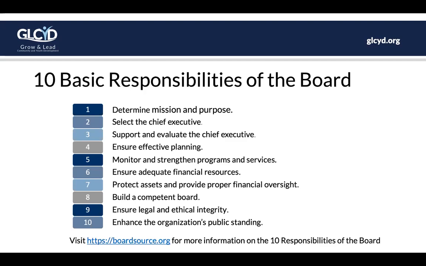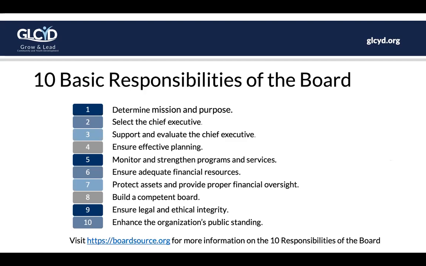And these 10 responsibilities of the board come to us via BoardSource. Their website is boardsource.org, and there is a whole lot more information about these 10 things. If you're interested in digging real deep, it's a really good website to check out.